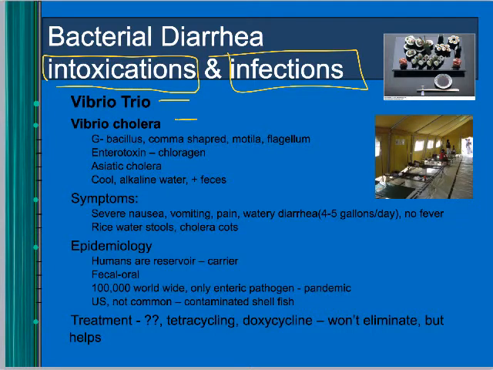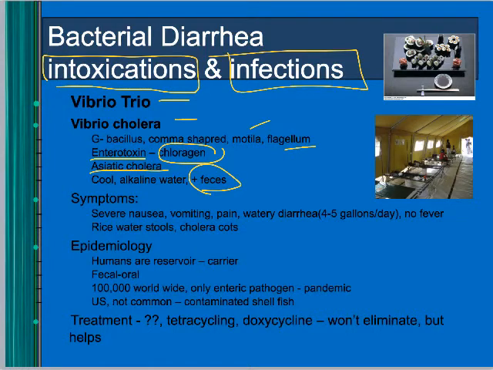Vibrio cholerae causes cholera. It's gram-negative, comma-shaped, Vibrio-shaped, motile, it has a flagellum, and it produces an enterotoxin called choleragen. Cholera is also known as Asiatic cholera because that's where it started. It's found in cool alkaline water, and it's fecal-oral. So when you add feces to it, that's how it gets transmitted.